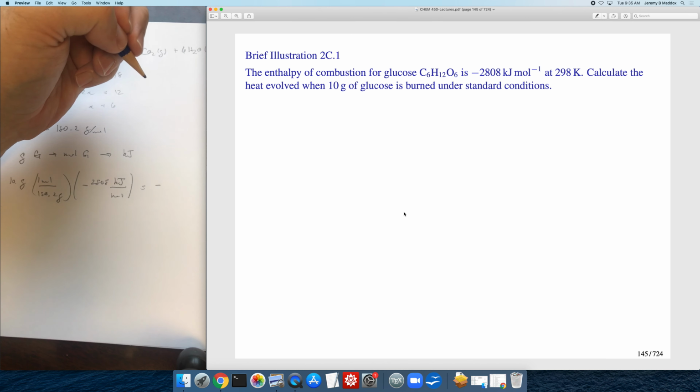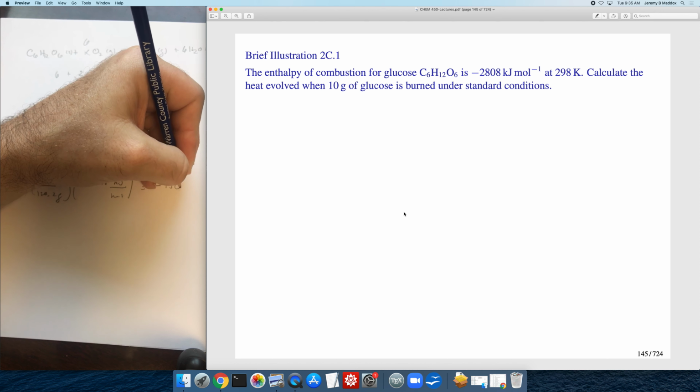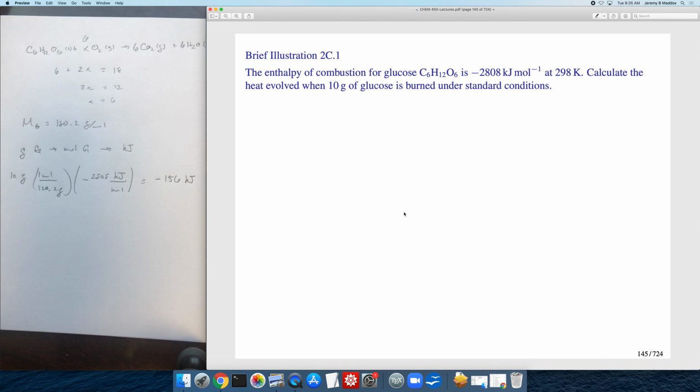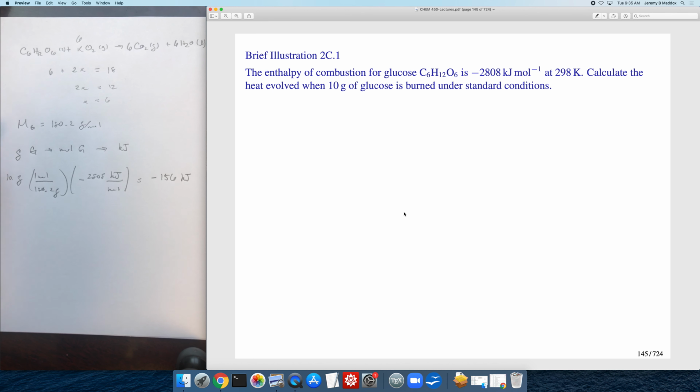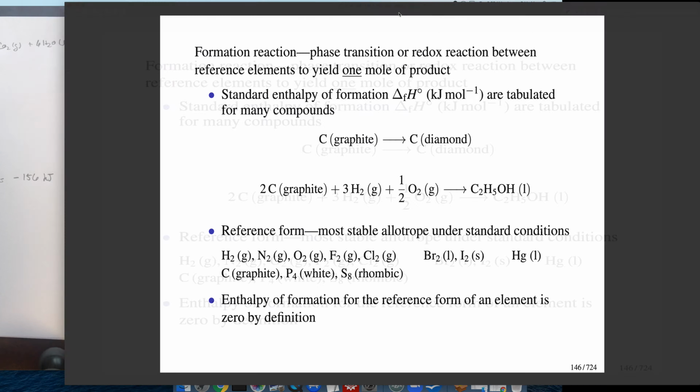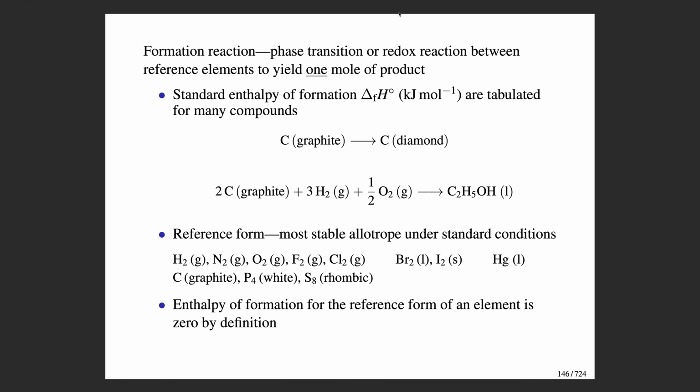So the heat involved is minus 156 kilojoules. So 156 kilojoules of heat is evolved in this process. The value of the heat is minus 156. The minus sign means it's exothermic. Okay, so this is a fairly standard problem in thermochemistry. We'll move on to the next type of reaction that you need to know about for thermochemistry, a so-called formation reaction.